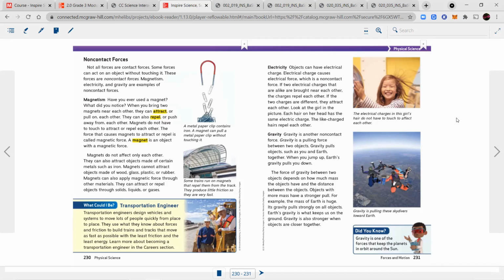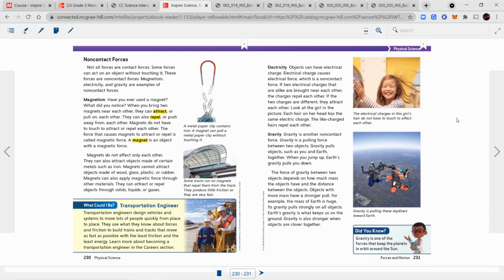Magnetism. Have you ever used a magnet? What did you notice? When you bring the magnets near each other, they can attract or pull on each other to bring each other closer together, or they can also repel or push away from each other. Magnets do not have to touch to attract or repel each other. The force that causes magnets to attract or repel is called magnetic force.